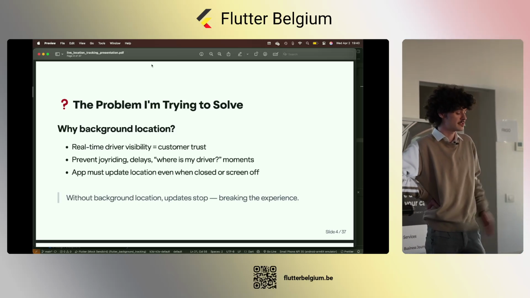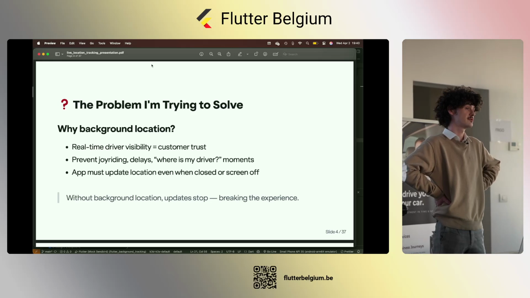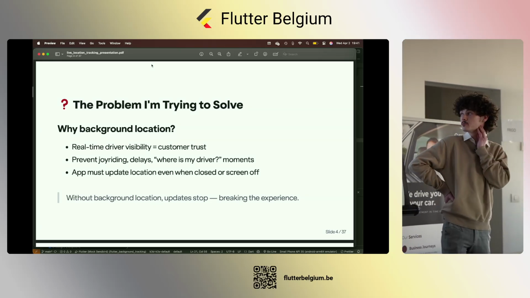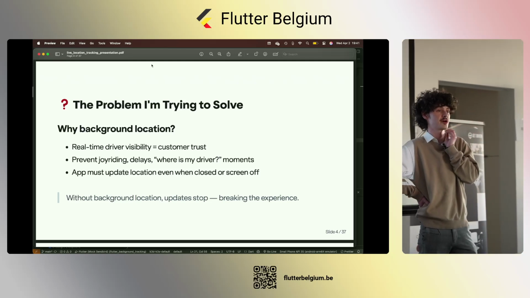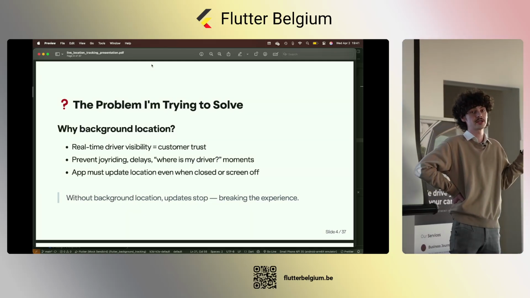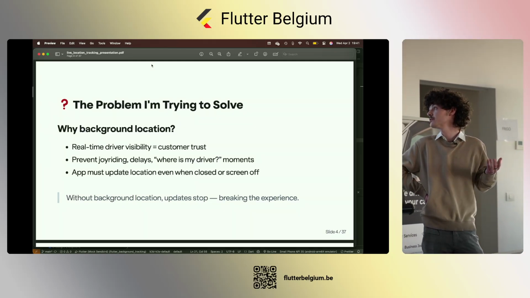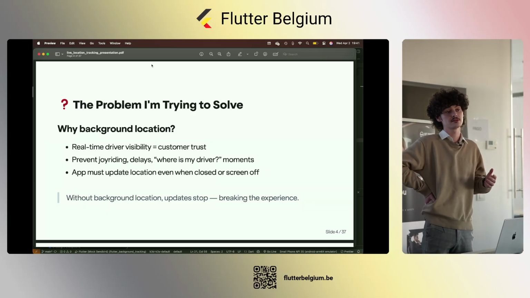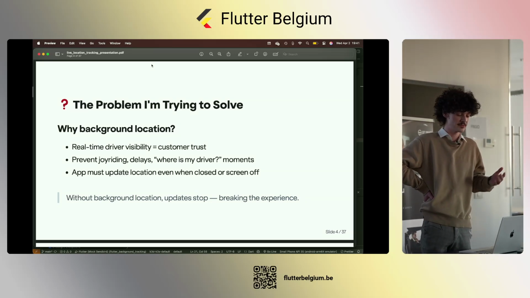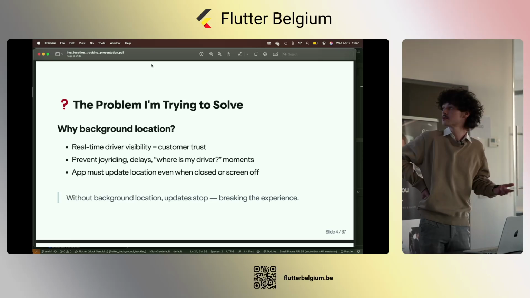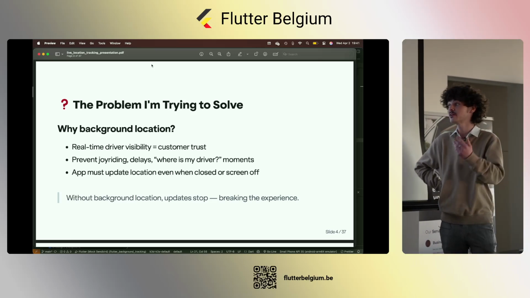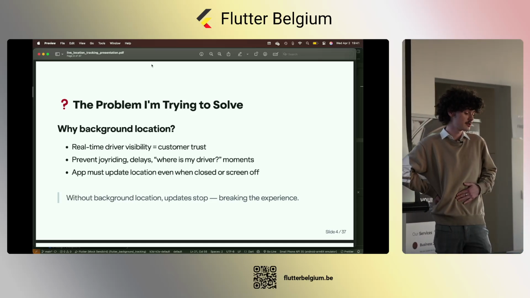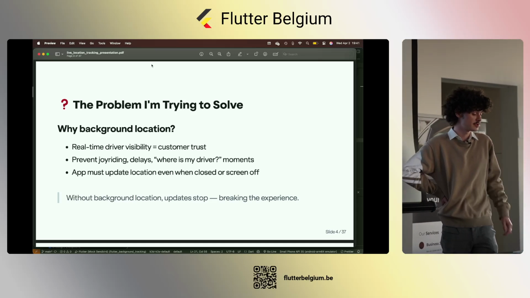Now, the thing I'm trying to solve is the background geolocation. Why would I do that? Well, it's to enhance the experience of the customer. The customer would want to see where their driver is. Is he on the way? Is he far from here? Or even if there's a fleet ride, when the driver is alone in the car with no one with him, the customer can see where the car is. It's to prevent joyriding and delays, and mostly to enhance the experience of the customer.